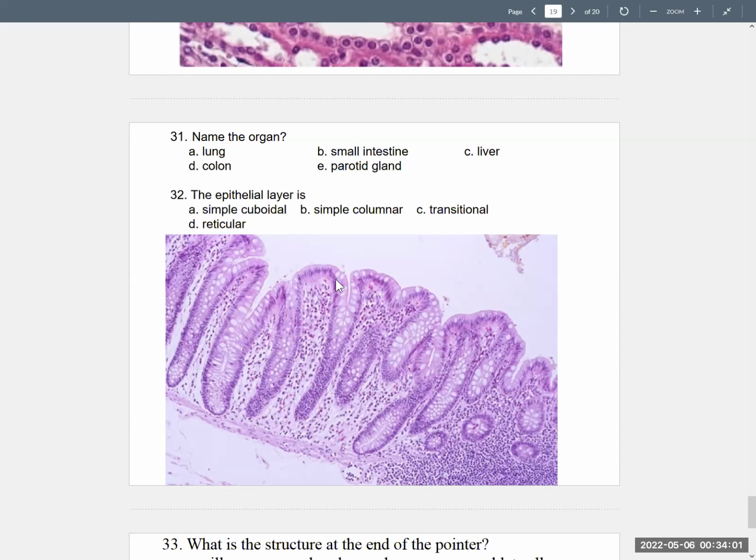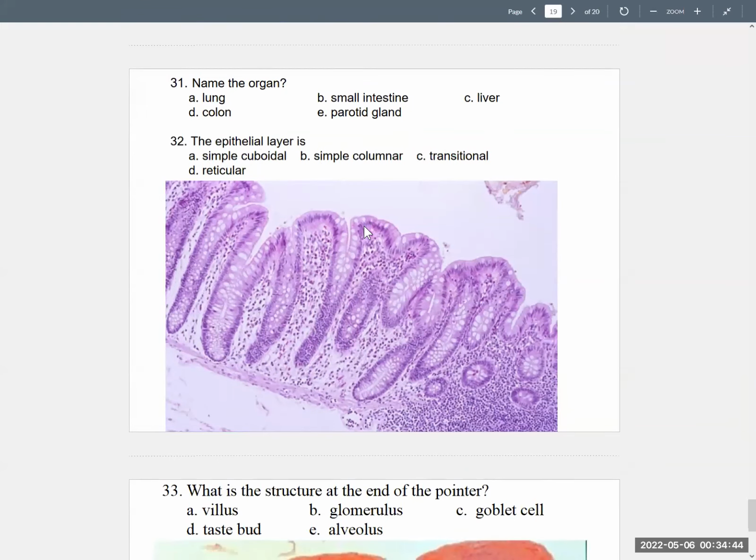The large intestine, like all other parts of the GI tract, except the upper esophagus, always have to add that, is lined by simple columnar epithelium. I describe this one as an octopus trying to get at me, coming over my fence. The epithelial layer is, oh, I just said it. It's simple columnar. The epithelial layer is simple columnar in the GI tract.